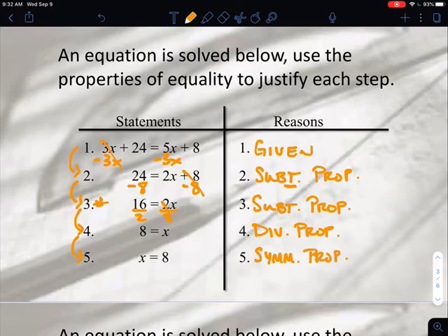So when we take an equation and just flip it around, so 8 equals x becomes x equals 8, we're using that symmetric property of equality. And so again, as far as the process goes, we just solve the equation on the left. We're just keeping track of what we did on the right.